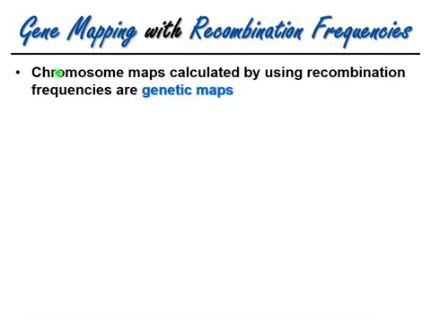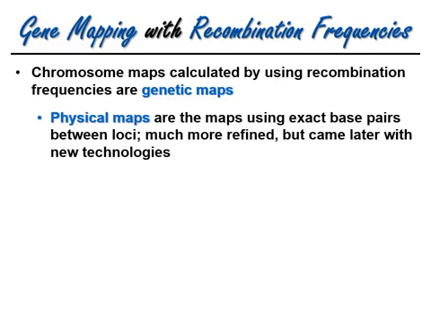And so, as I said a moment ago, chromosome maps calculated by using recombination frequencies are genetic maps. Now, this is an extremely important thing to make sure that you understand. So, let me say it a few times so that we can be absolutely clear. A genetic map is based off of recombination frequency. A physical map is, as this says, maps using exact base pairs between loci.